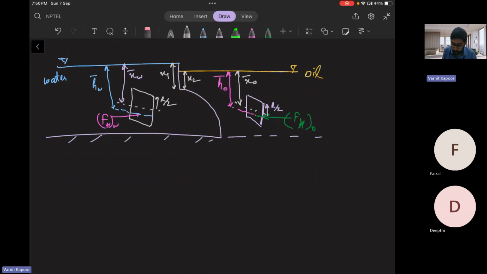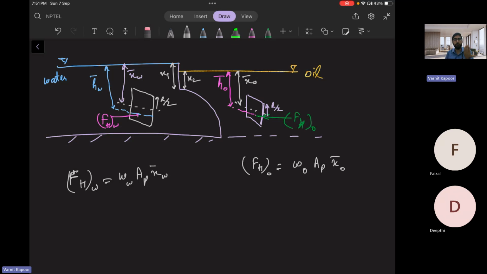So your FH of water is gamma of water, area of projection, into X bar of water. So that is the projected area of the water side. The projected area will be same, so projected area is same on both sides. And FH of oil is gamma of oil, projected area, into X bar of oil.